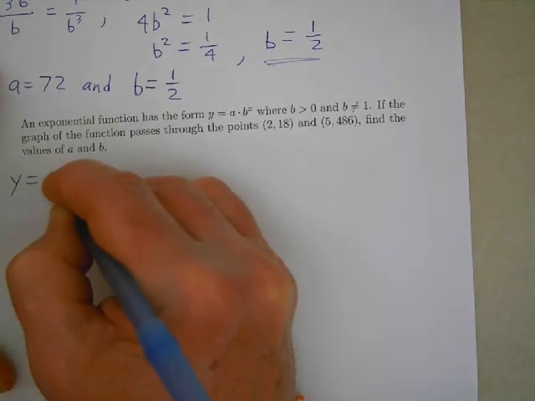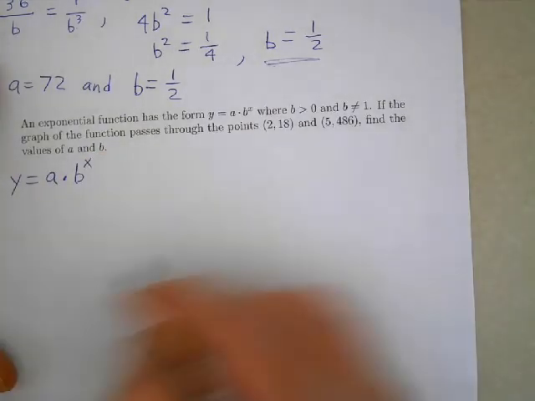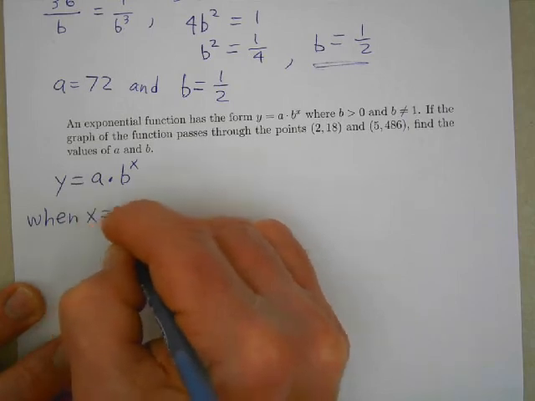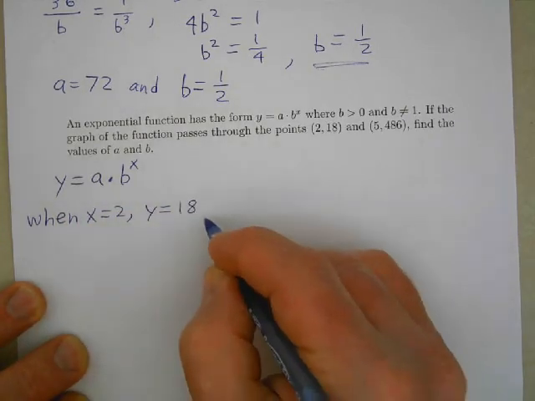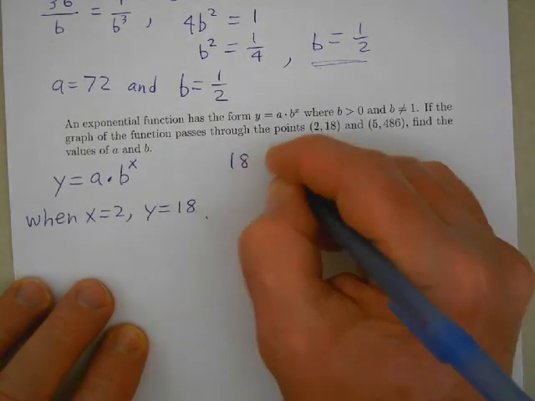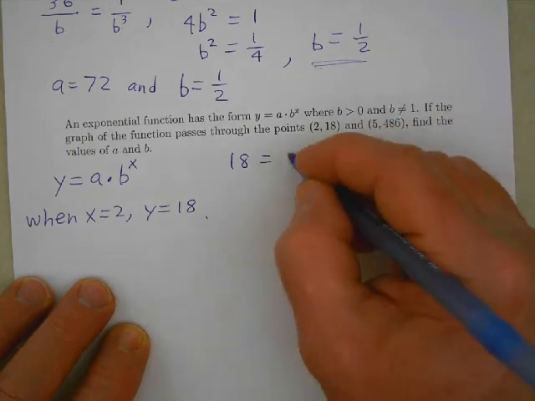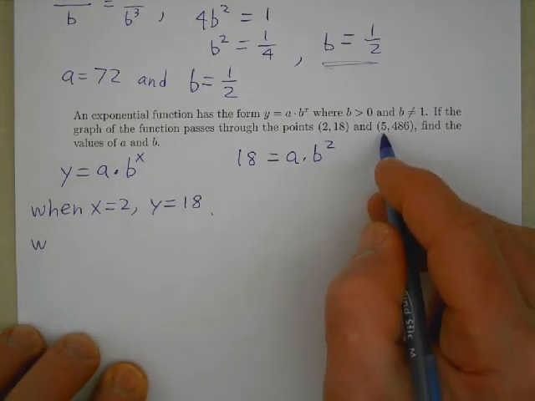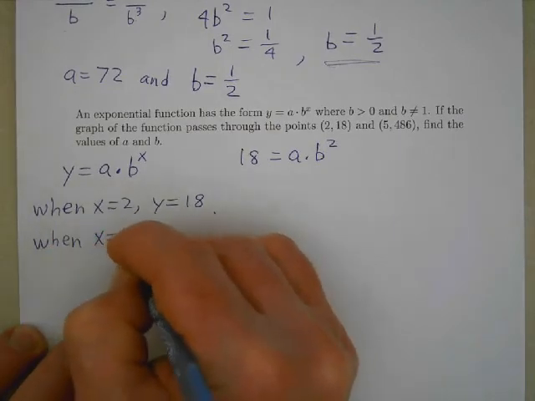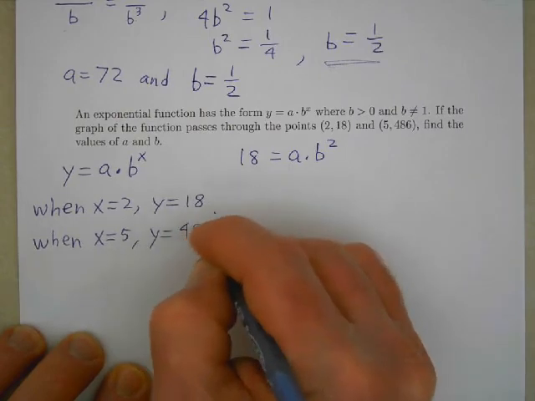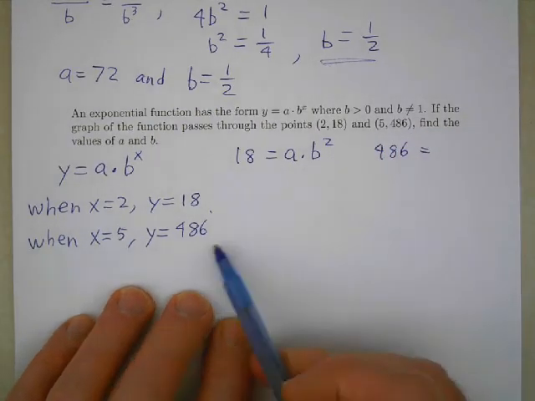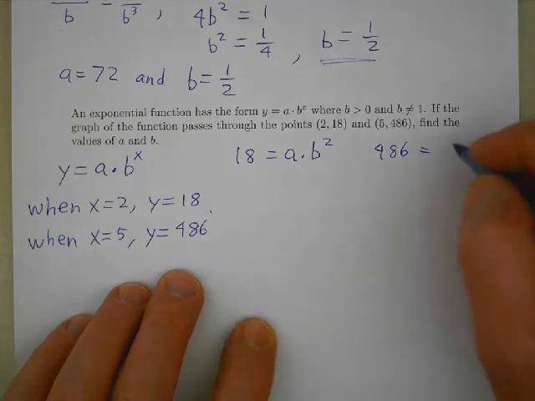Okay, so we have y equals a times b to the x. And when x is 2, y is 18. So replace y with 18 and replace x with 2. So we get 18 equals a times b to the second. And then we're told that when x is 5, the y value is 486. So now replace y with 486 and x with 5. So we get 486 equals a times b to the 5th.